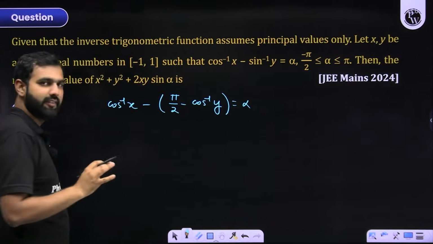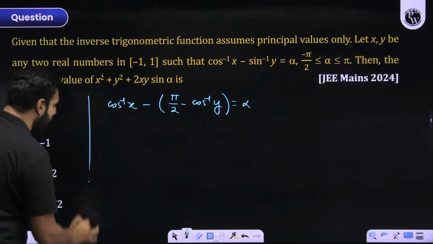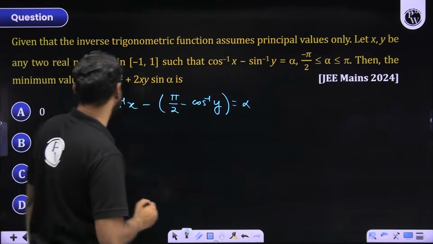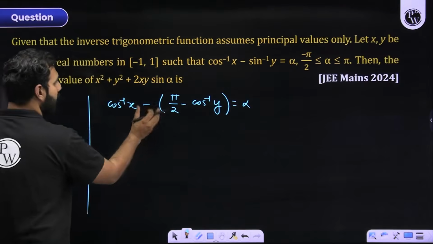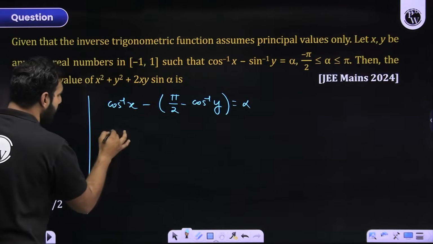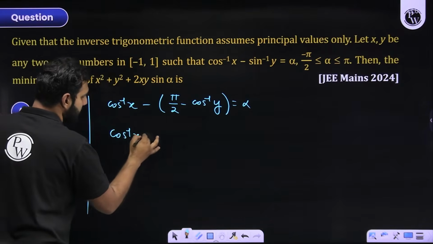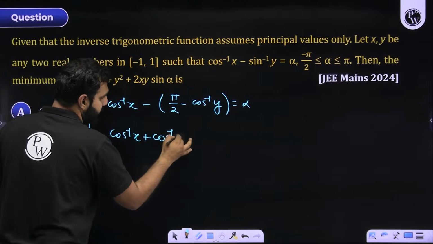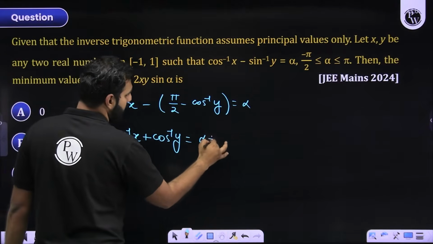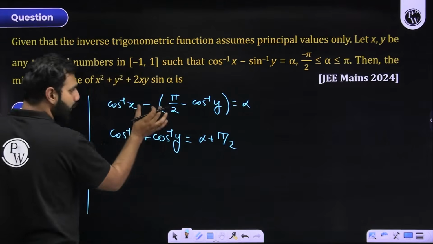Do you all agree with this? Now, with that, if I could proceed further, will I not say that, sir, this minus pi by 2 I take on the other side, and here I'm left with cos inverse x plus cos inverse y, which is equal to alpha plus pi by 2, because this is minus pi by 2 on the left hand side.